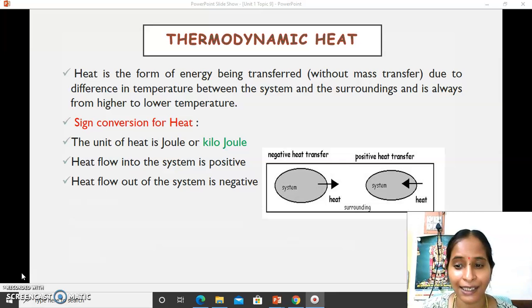Heat is a form of energy. Heat is the energy. Temperature is the measuring unit of heat energy, and heat is the form of energy being transferred without any mass transfer due to the difference in temperature. As already in the last video I told, work transfer means except the change in temperature, any other properties changed, then it is considered as work, but heat is considered as transferred if the temperature difference exists inside the system or between the system and the surroundings.